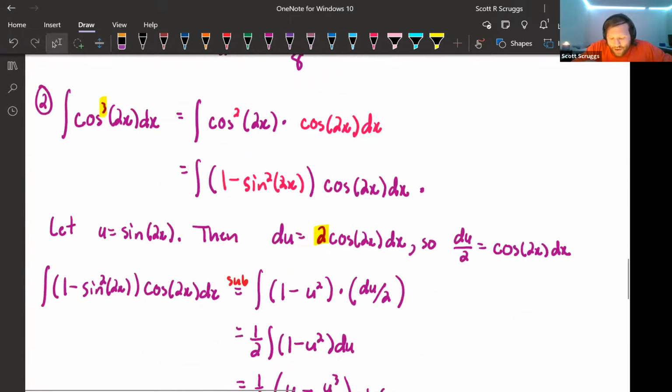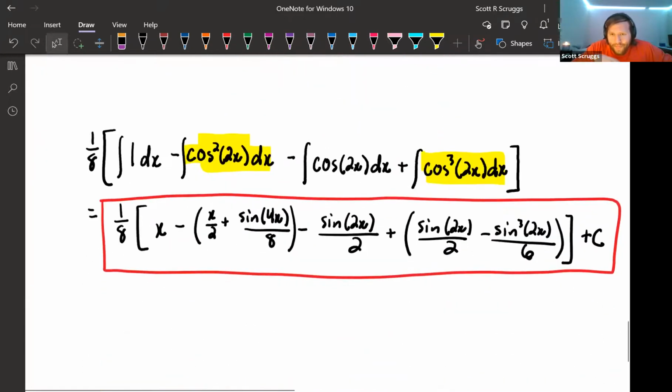But at the end, the core of it is that you rewrite using the half angle identities and then treat them like polynomials to FOIL out and then integrate term by term. And that's our game plan for that type of integral.